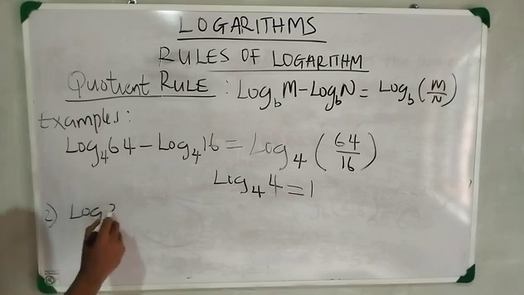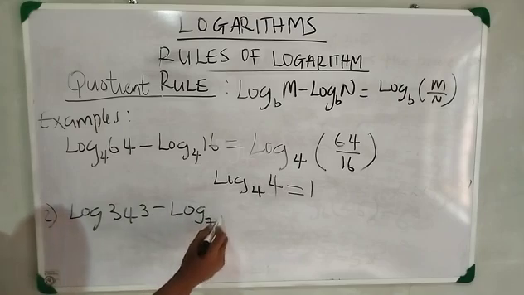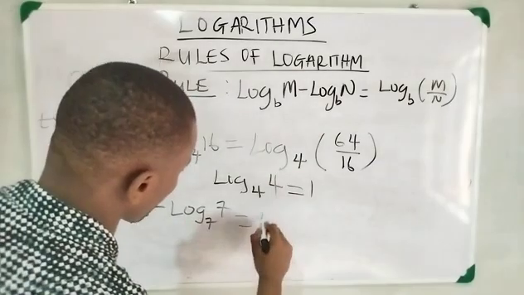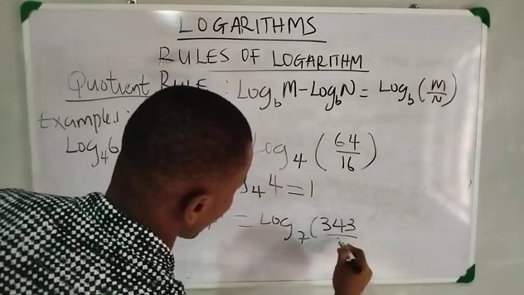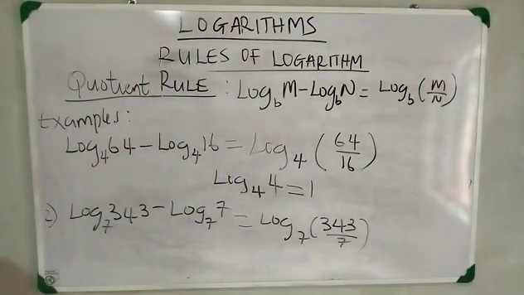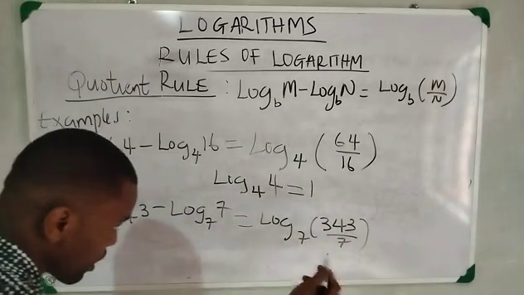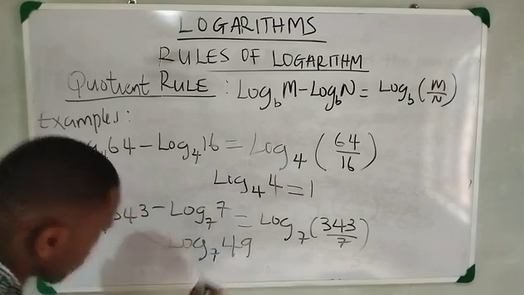This time we'll be operating in another base. We'll be operating in base 7. Now, log 343 minus log 7, all in base 7. According to the quotient rule, this is equal to log to the base 7 of 343 divided by 7. Alright? And 343 divided by 7, if you punch your calculator, is equal to 49. So this is the same thing as log 49 in base 7.